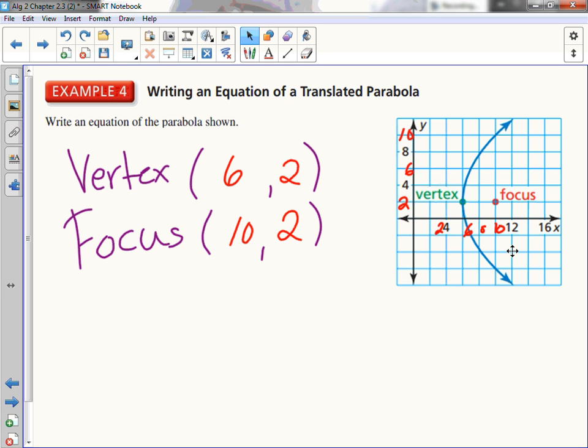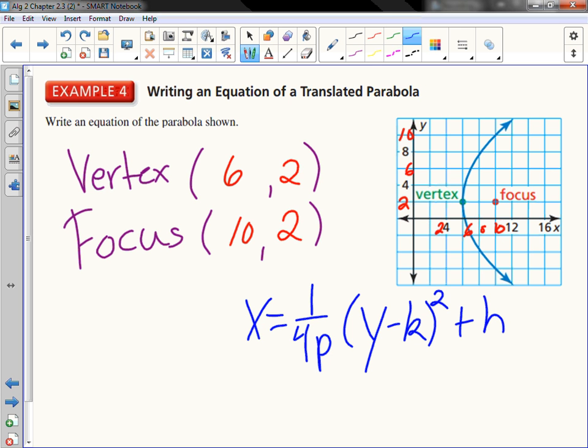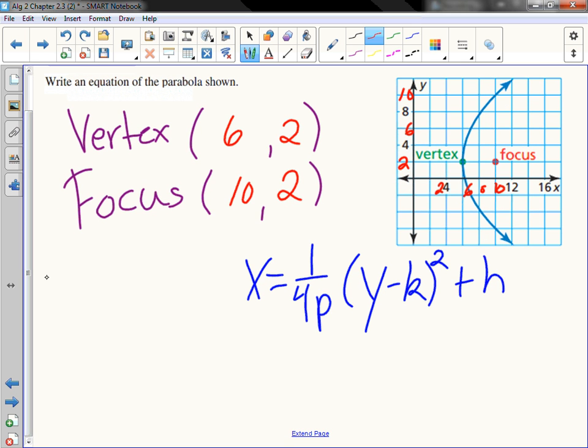The other is looking at the focus and vertex. We notice between the focus and vertex, the first term, the x value, changes. So it's our x equals. So the equation we're working with here is x equals 1 over 4p times (y minus k) squared plus h. This is the equation we're working with. So we need to find the value of h and k and then p.